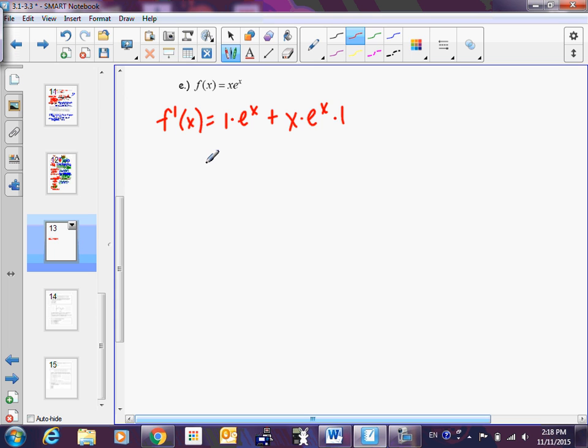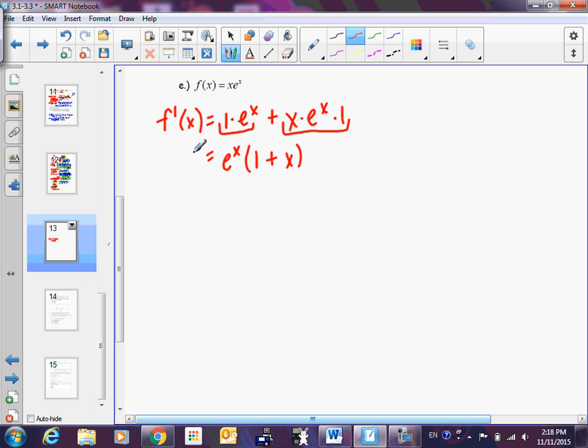Okay, this is what I got. Can we factor this or clean it up a little bit? What could we factor out? E to the x, and we would be left with a 1 in the first group and an x in the second group.